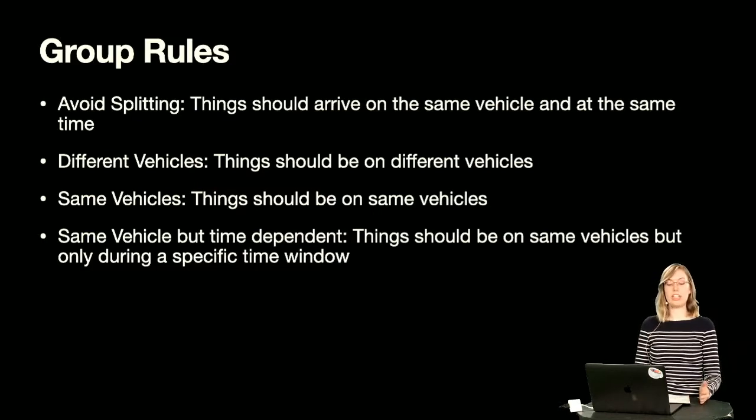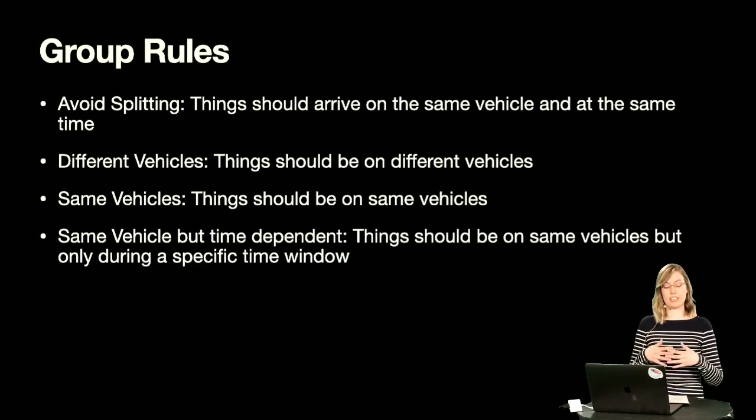There's also different vehicles. For example, chemicals and poison should not be on the same vehicle. The reason is pretty clear, I think. But there are also things that can be on the same vehicle. For example, refrigerated food should be on one vehicle.